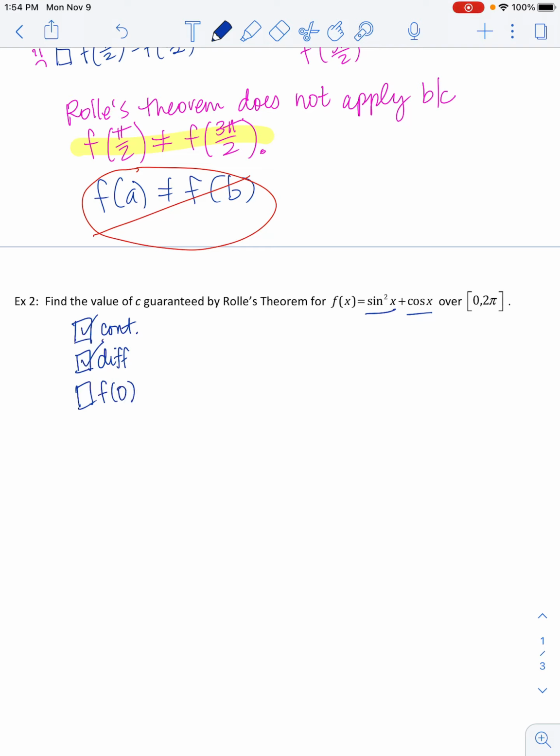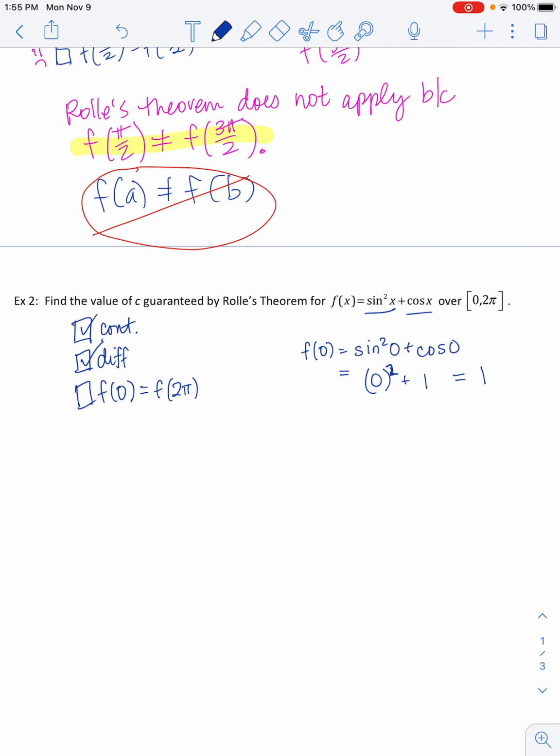Now we have to ask ourselves, does f of 0 equal f of 2 pi? Let's plug in and calculate f of 0. That's sine squared of 0 plus cosine of 0, which is 0 squared plus 1, which equals 1. And then the second value is f of 2 pi, so sine squared of 2 pi plus cosine of 2 pi, also 1. Let's check it out. Sine of 2 pi we know is 0. Cosine of 2 pi is also 1. So we have 2 y values that are the same, so we can check this box off and continue with our work.